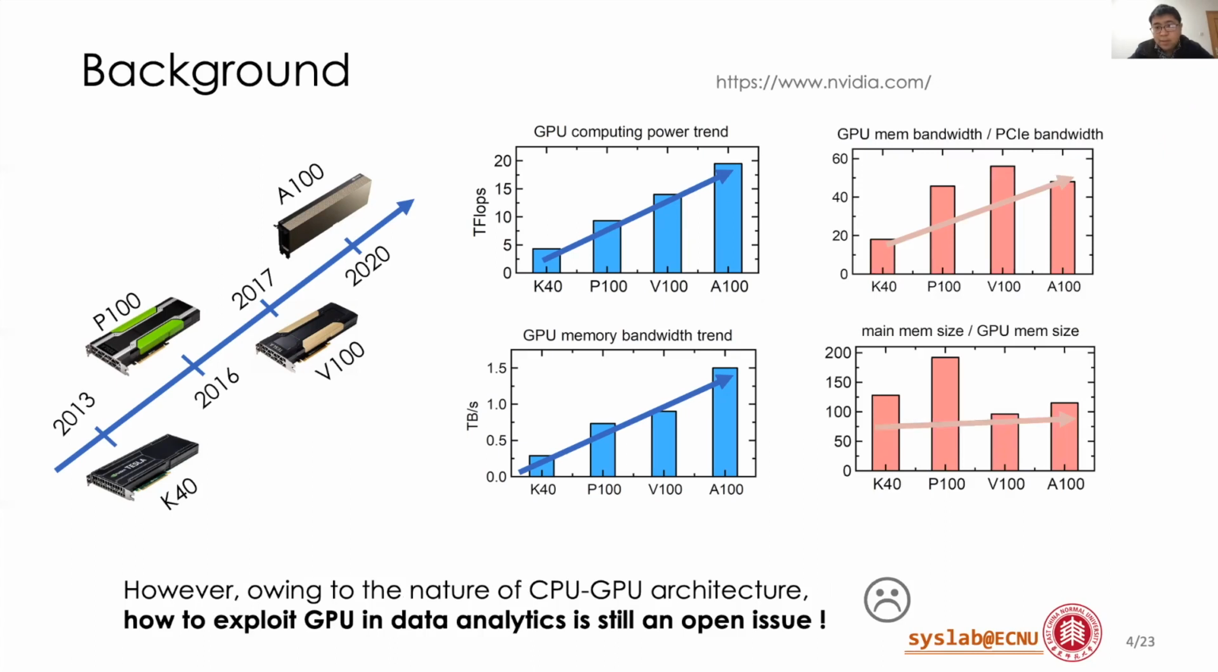However, a real system is based on the CPU-GPU architecture rather than the GPU itself. This makes it complicated to apply GPUs for data processing. For example, the PCIe bus bandwidth is still much smaller than the GPU memory bandwidth, which easily becomes a bottleneck without special optimizations. Besides, the size of GPU memory is also smaller than that of main memory, which means we cannot assume that all data is in the GPU. Therefore, how to exploit GPUs in data analytics is still an open issue.